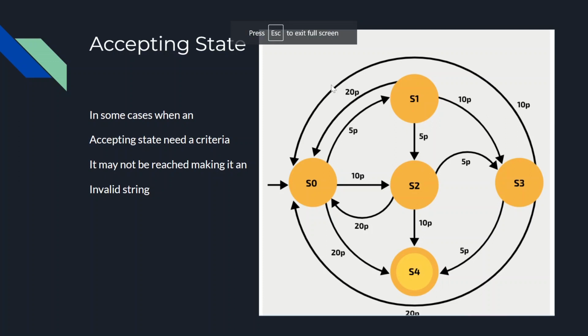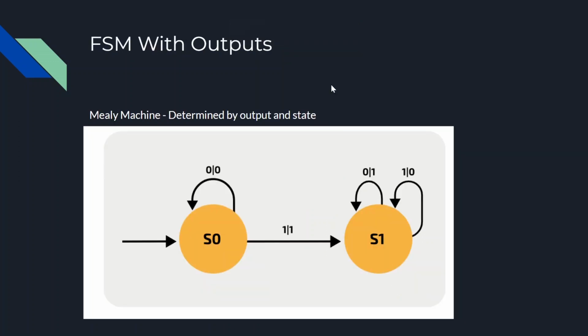It's fairly straightforward. So moving on to probably the harder stuff, FSM with output. So this is a Mealy machine. It's determined by an output and a state. So for example, you've got 0, 0 here. This is the state and output like so. So for example, this will stay there. If you got 1 1, it'll go to S1. 1 0, stay at S1. 0 1, stay at S1.